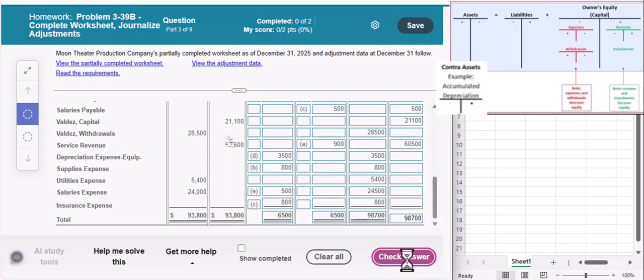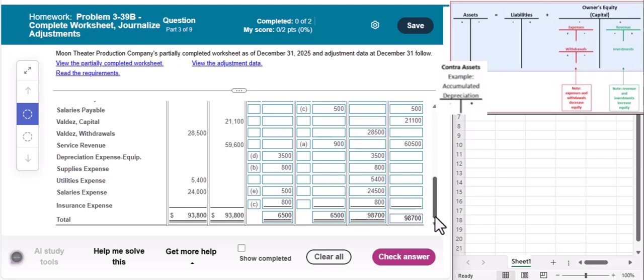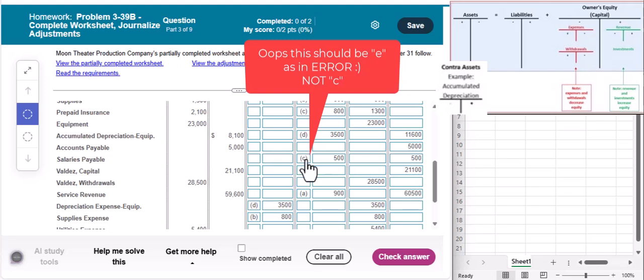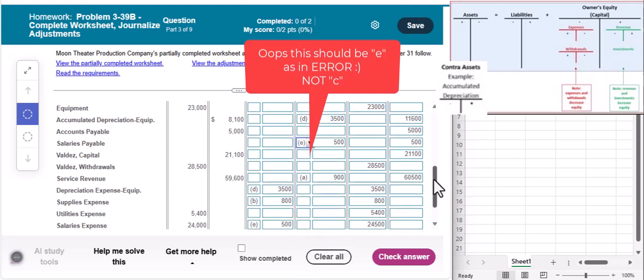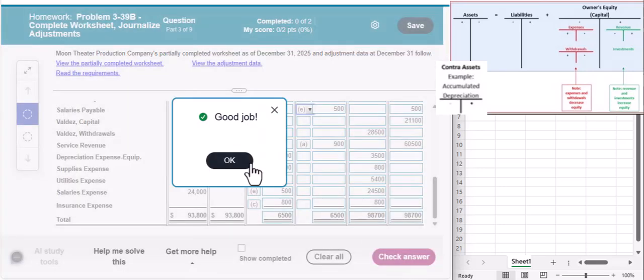Let's go ahead and check our answer. Oh no, where have we gone wrong? So it appears on the last transaction here that I had a typo. So for this one, the salaries payable was transaction E. So I'm not sure if anybody noticed that, but that is what is holding us up here from getting a correct answer. So careful, double check your work, and that goes the same for me. Let's go ahead and check our answer. Good job.